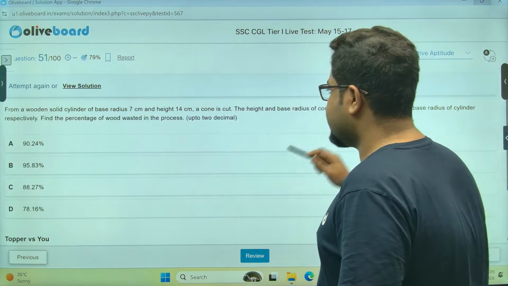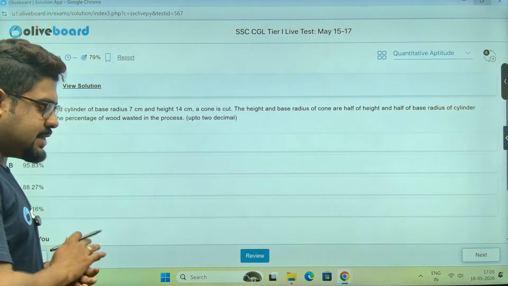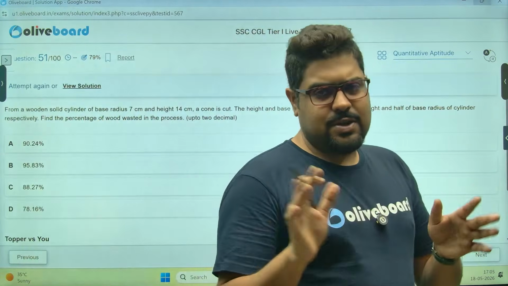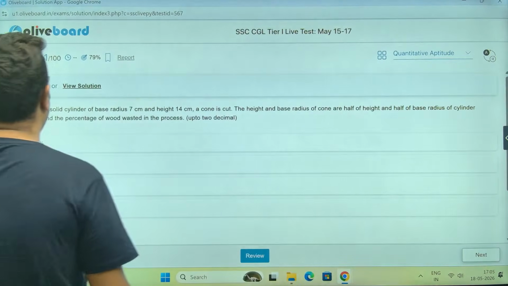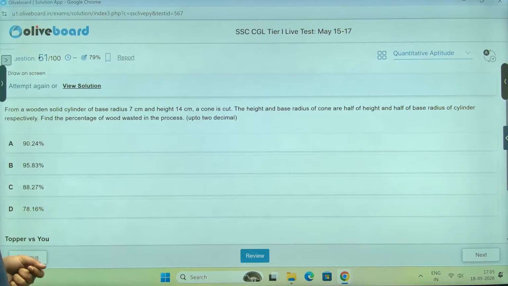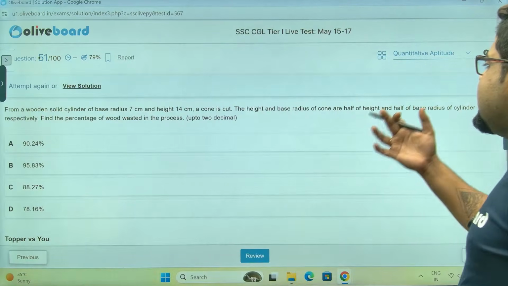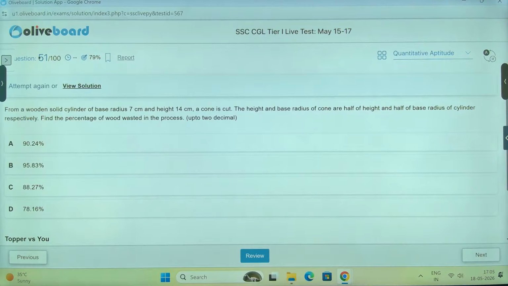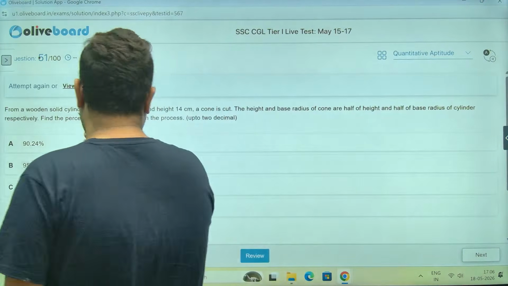So first question, right in front of you. We will start from question number 1. 25 questions will hardly take us around 40 minutes. First question: from a wooden solid cylinder of 7 centimeter height, a cone is cut. The height and base radius of the cone is half of the height and half of the base radius of the cylinder. Find the percentage of wood wasted in the process.